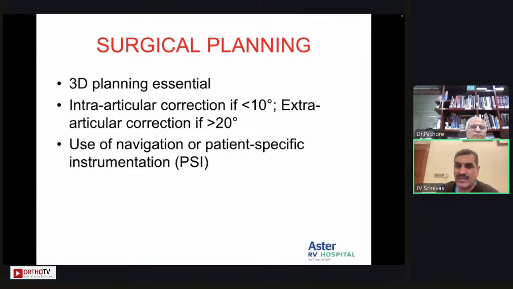Intra-articular correction of deformities can be done if it's less than 10 degrees, extra-articular if it is beyond 20 degrees. Definitely when you're doing a stiff knee with extra-articular problems, if there is an implant there, we don't want to touch it, you release the adhesion. You can think of technology, navigation or robotics nowadays, to get your implant positioning right.